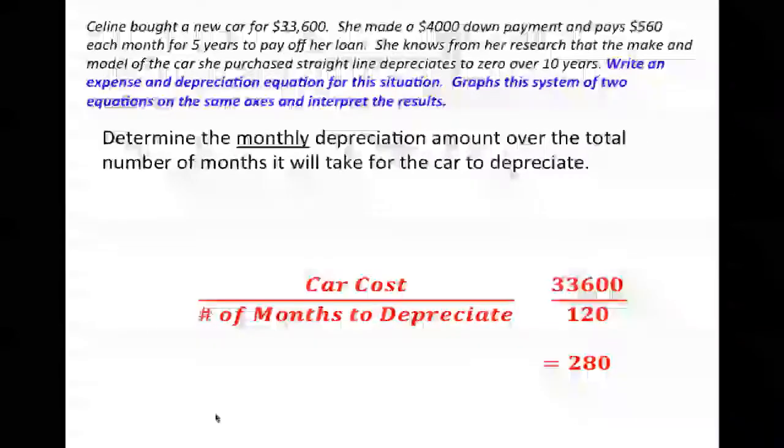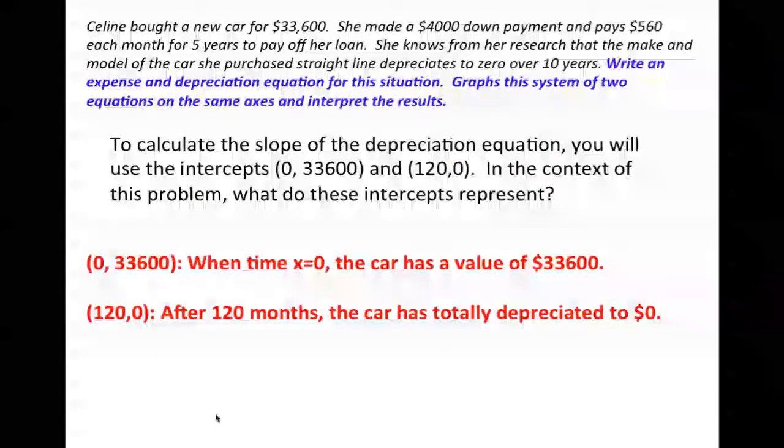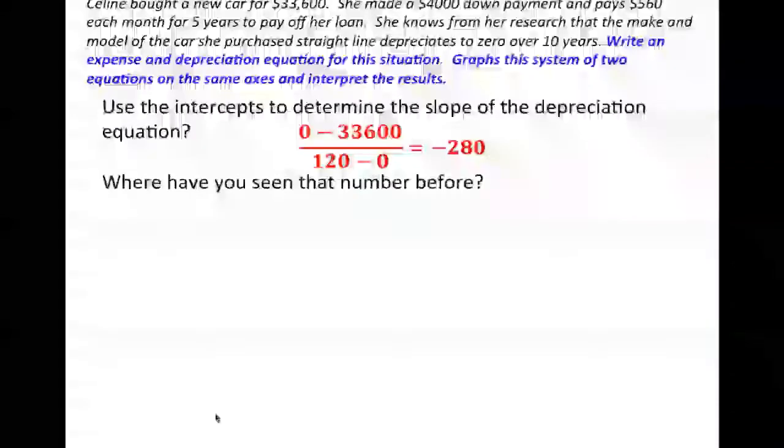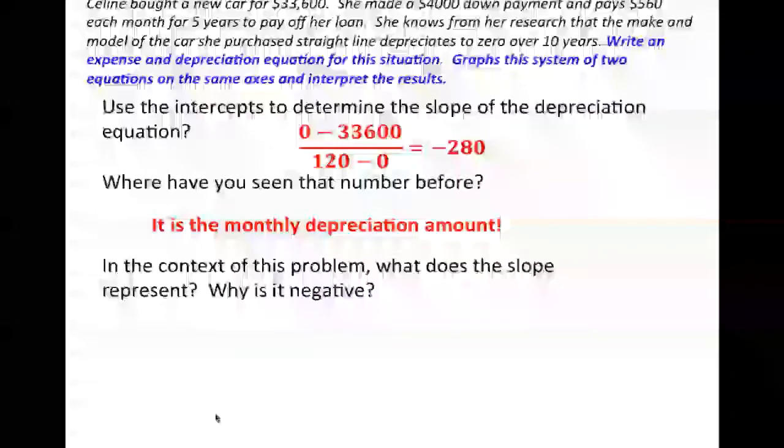An alarm should be going off in your head and in your student's head. Where did that number come from, that 280? We've seen that before. So what I'm going to do right now is I'm going to take these 2 points and I'm going to graph. The 280 is my slope. You've seen that number before because it's the depreciation amount.